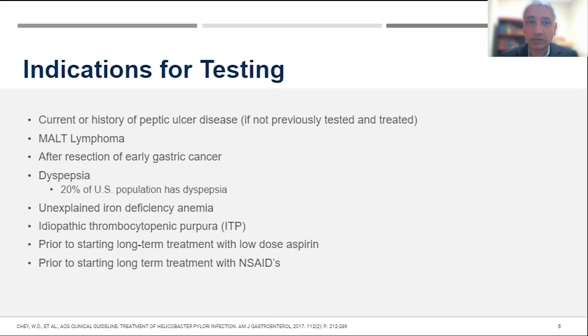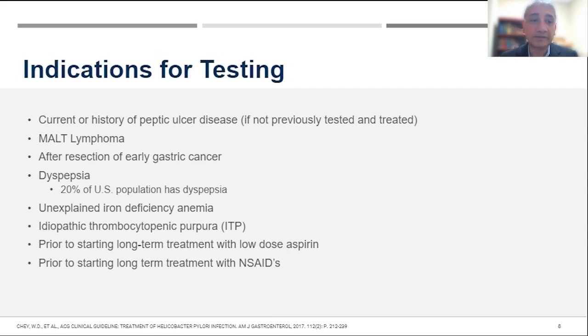We also have discussed previously the relationship between H. pylori and gastric adenocarcinoma. When gastric adenocarcinoma is found early and is resected, eradication of H. pylori reduces the likelihood of recurrence of gastric adenocarcinoma in those instances. So another indication of testing is after the diagnosis of gastric cancer to make sure that it does not recur after resection.